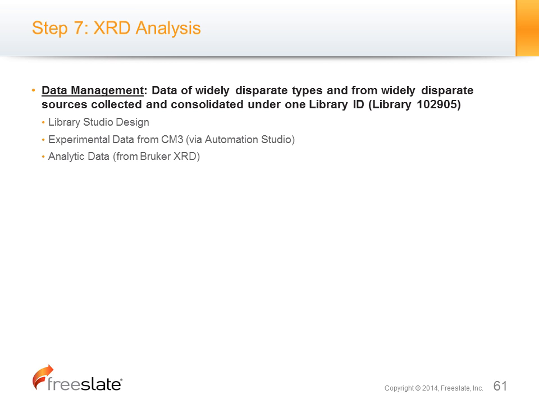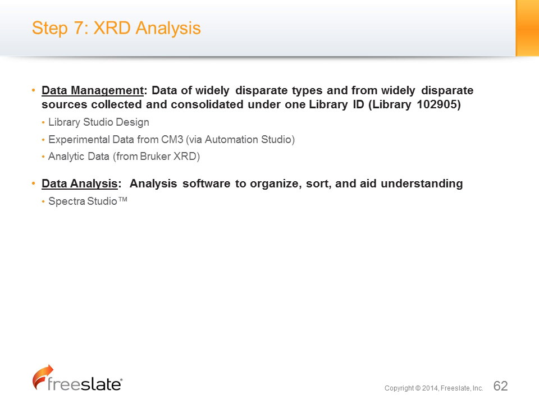So in terms of XRD analysis, from the very beginning, you introduce the whole design idea into Library Studio, and then you have experimental data from the CM3, and then you have the data, in this case, from Bruker XRD. All of this will be saved under a library ID. In this case, the library ID is 102905. So from the idea all the way to the implementation and analytical data, it's saved under the same library ID for ease of later analysis. In this case, we use Spectral Studio, where you can compare, see all the XRDs, overlay them, and do some simple calculation with the aid of the software to sort them quickly.